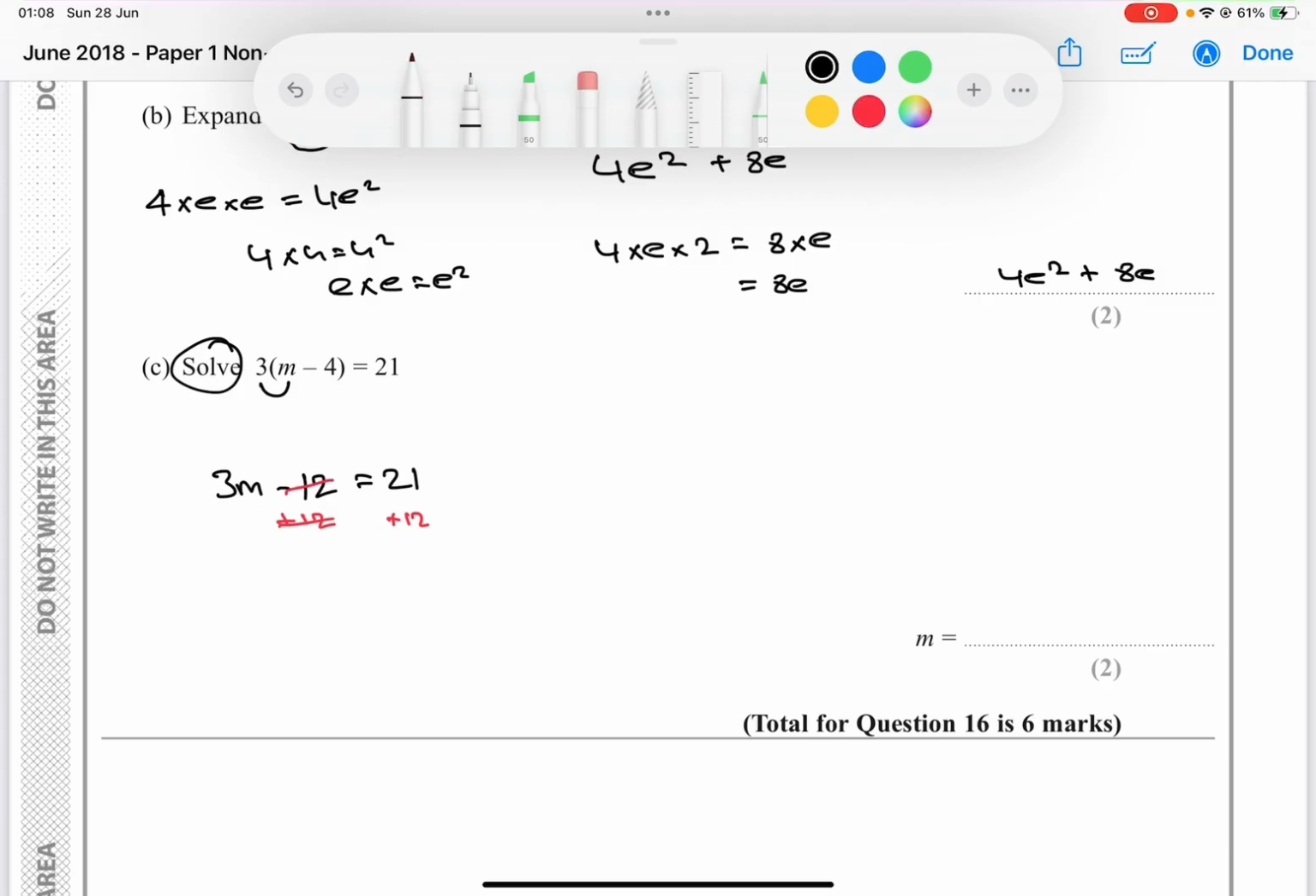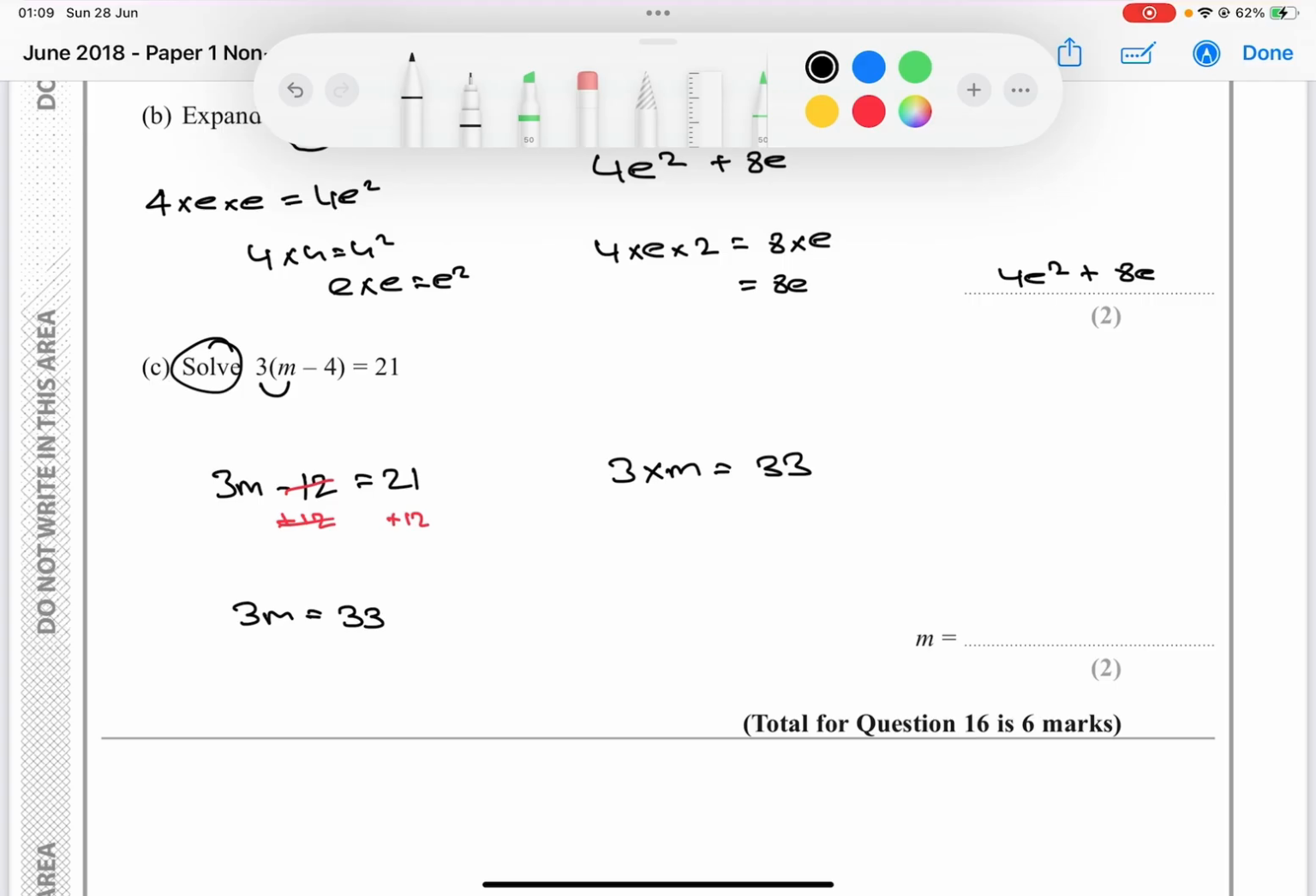So what we're left with now is 3m equals 21 plus 12, which is 33. 21 plus 12, 33, yeah. Now here, a lot of students, I've seen that they struggle. Again, back to the point that they just do not know that a letter and a number, when they're together, they are multiplying each other, okay? So if I rewrite this, it's basically just saying that 3 times m equals 33.